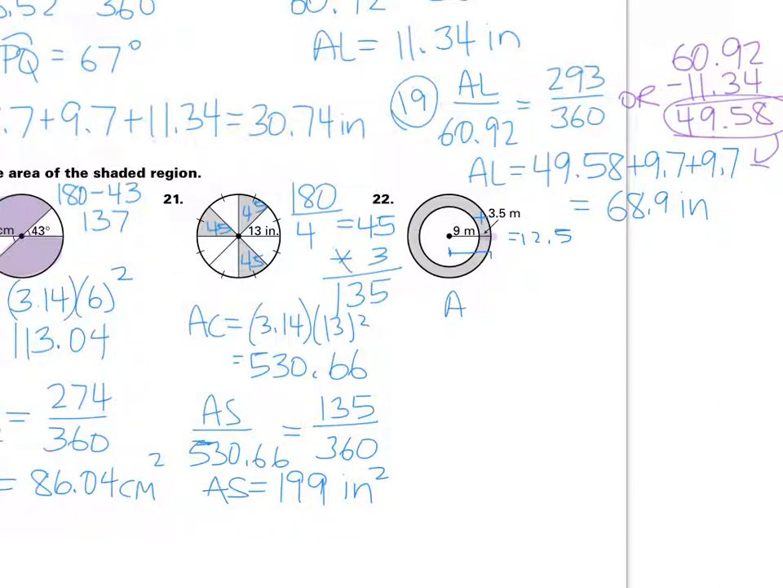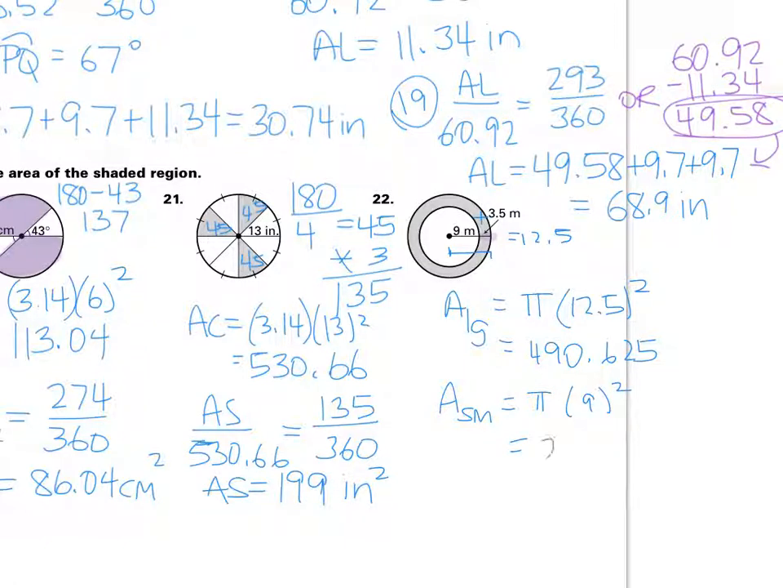So we're going to call it the area of the large circle is pi r squared, using 3.14. So that's 490.625. Then the area of the small inner circle, which would be pi r squared, 9. And you would get 254. And you're going to subtract those two then. Large minus the small. And get 236.29.